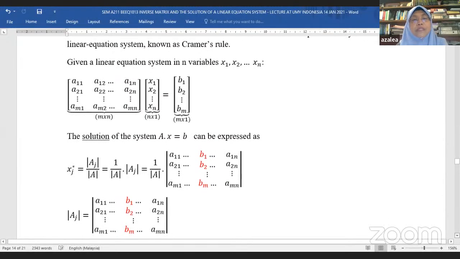So given a linear equation system in n variables, x1 until xn, the matrix equation form will look like this. We have a11 until a1n, that is from the first equation. So you have x1, x2 until xn in the vector of variables, and in the vector of constants, you have b1 until bm. So this system has the dimension m times n: m equations, n variables, m rows, n columns. And we have b1 until bm.